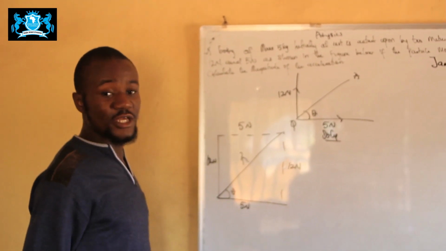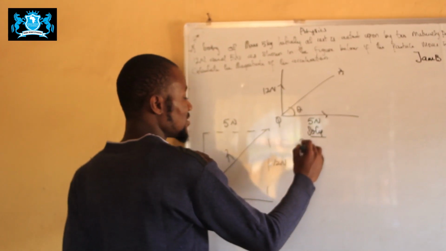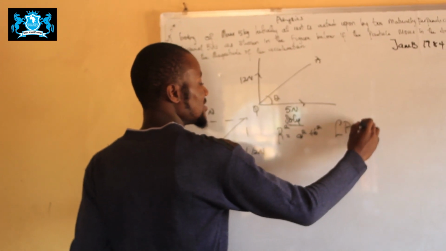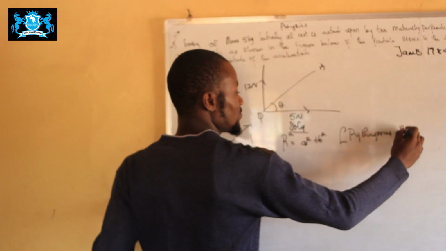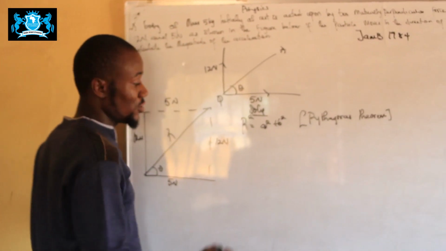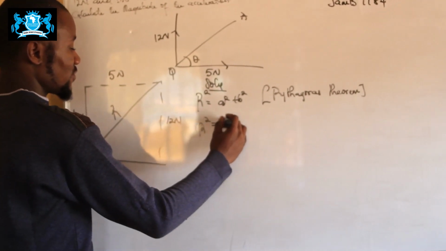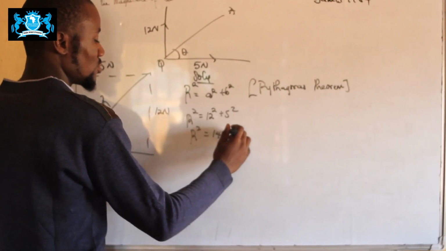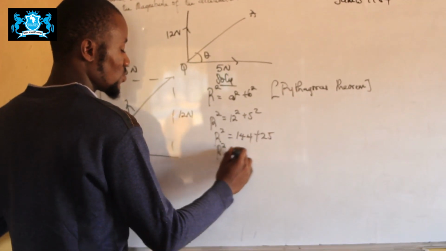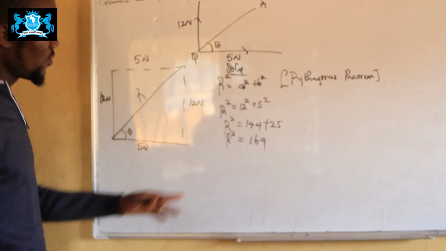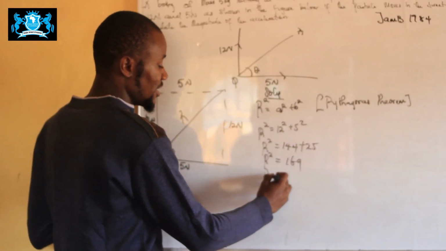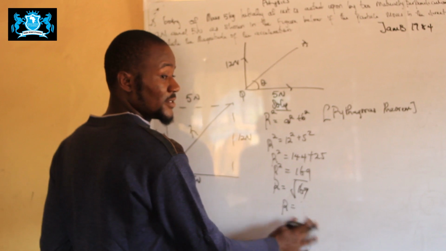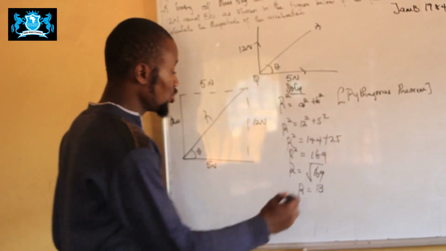And the resultant force will be found using Pythagoras theorem. So R squared is equal to A squared plus B squared. So R squared is equal to 12 squared plus 5 squared. R squared is equal to 144 plus 25. And R squared is equal to what? 169. When you add the two of them together, you have 169. R is equal to the square root of 169. And R is equal to 13. Are you there? 13 Newton.